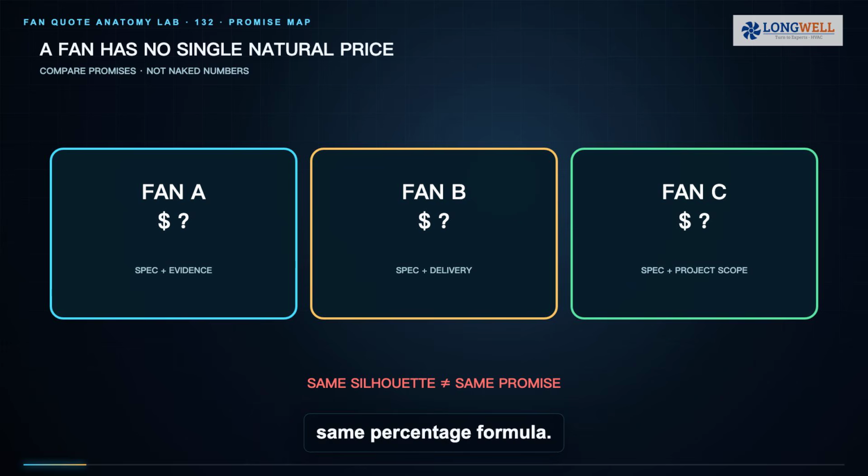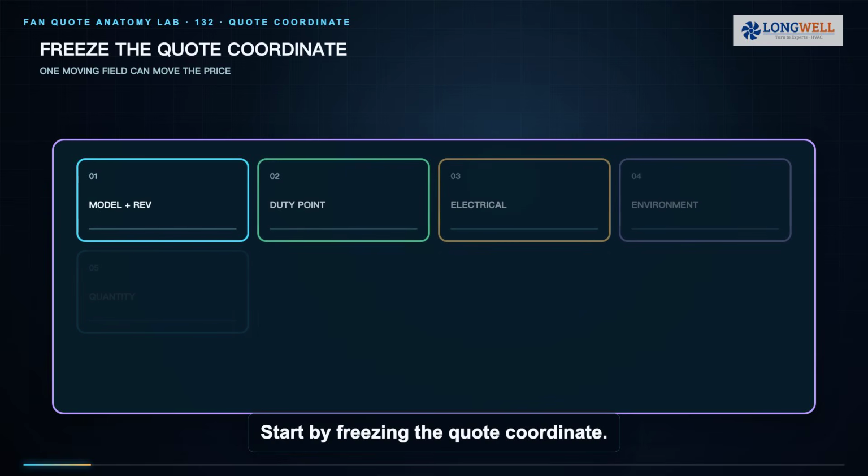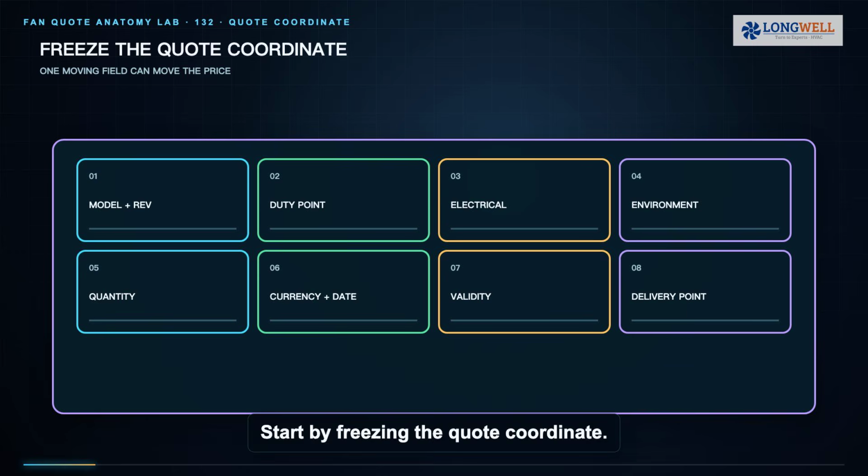In this video, we will build a transparent price map without pretending that every factory, model, or order follows the same percentage formula. Start by freezing the quote coordinate. Record the model and revision, the required airflow and pressure duty point, power supply, control method, environment, quantity, currency, quote date, validity, and exact delivery term and place. If any of those fields move, the price can move for a legitimate reason. A quote without this coordinate is only a number with hidden assumptions, it is not yet a comparable offer.